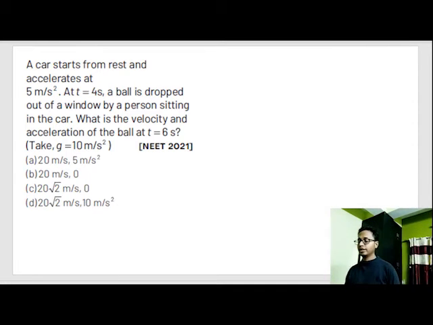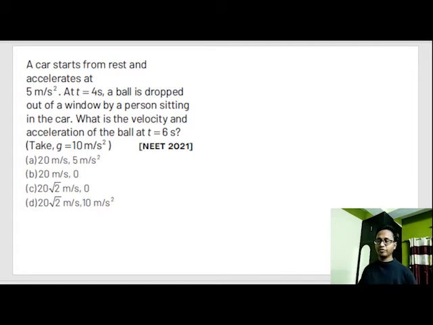Okay. Now, a car starts from rest, accelerates at 5 meters per second square. At t equals 4 seconds, a ball is dropped out of a window by a person sitting in the car. What is the velocity and acceleration of the ball at t equals 6 seconds?